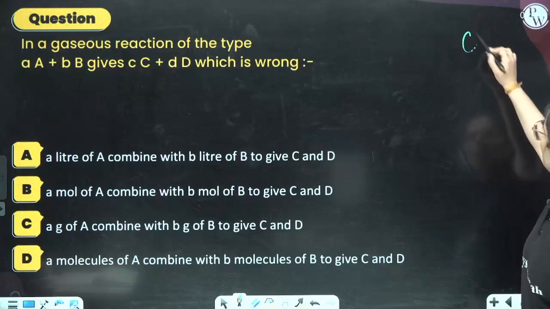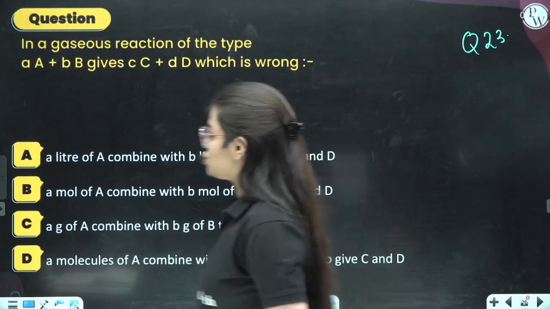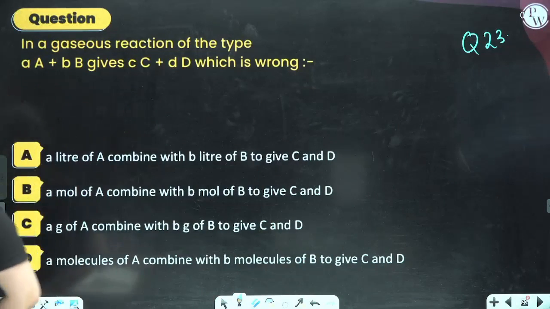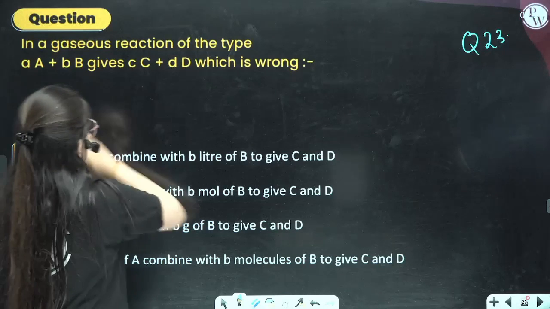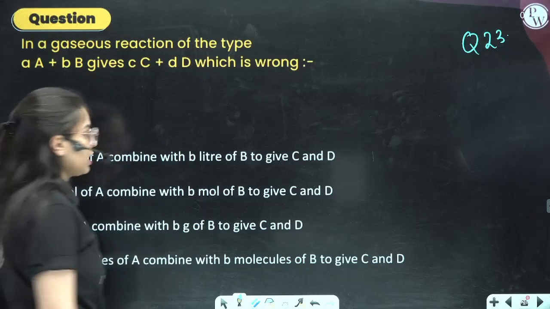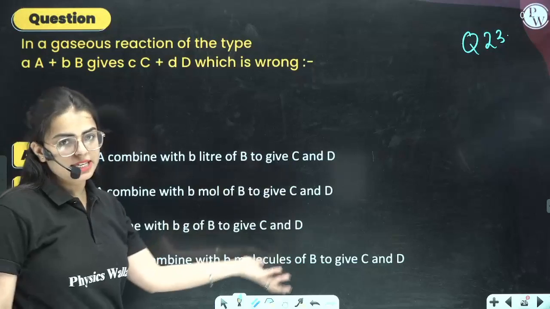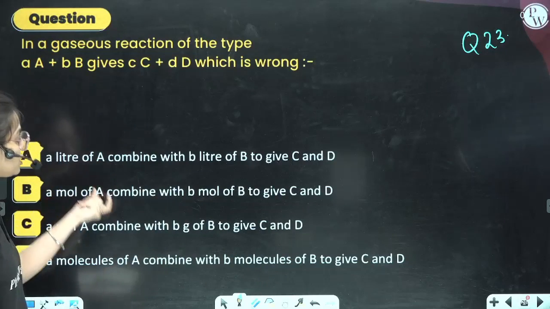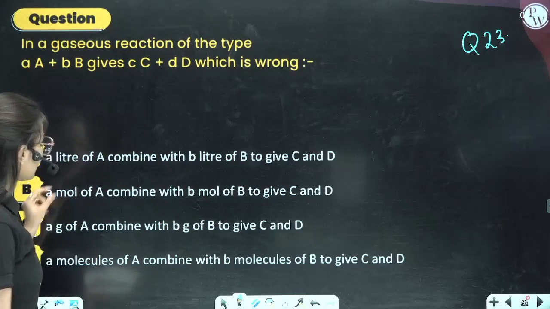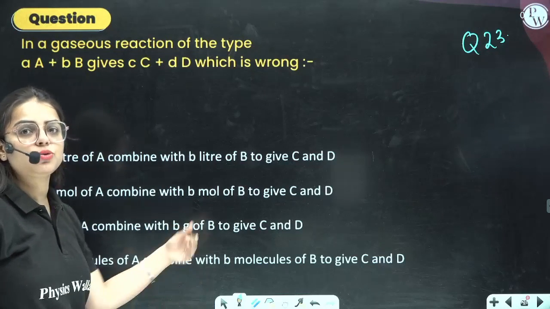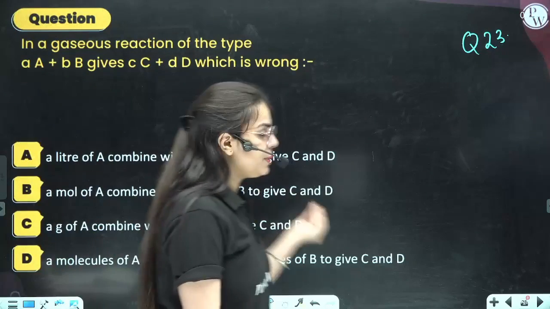Okay. Now comes your next question. The next question states that in a gaseous reaction of the type aA plus bB gives cC plus dD, which is wrong? Option A is a liters of A combines with b liters of B to give C and D. Option B is a moles of A combines with b moles of B to give C and D. Option C is a grams of A combined with b grams of B to give C and D, while D is a molecules of A combined with b molecules of B to give C and D.